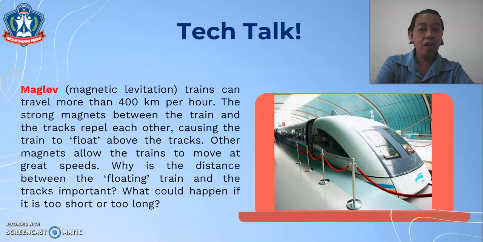For our tech talk, maglev or magnetic levitation trains can travel more than 400 kilometers per hour. The strong magnets between the train and the track repel each other, causing the train to float above the tracks. Other magnets allow the trains to move at great speeds. Why is the distance between the floating train and the track important? What could happen if it is too short or too long?